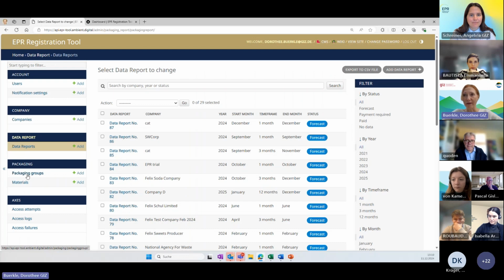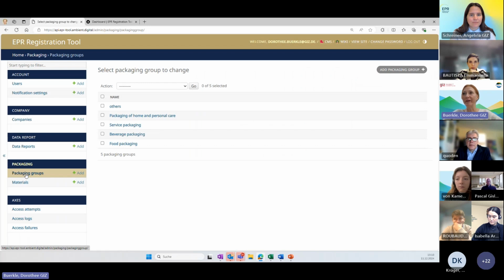And then let's have a short look into the packaging material. Here we have packaging groups. This is one way to put them. If it would be the Philippine EPR system, for example, you would have here flexible plastic, rigid packets, plastic bags, and polystyrene. These are the groups.